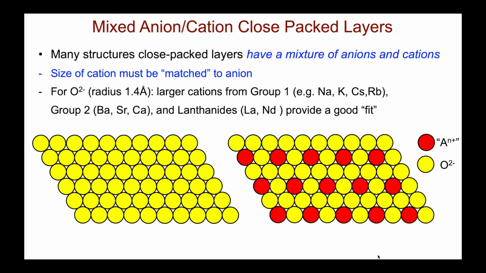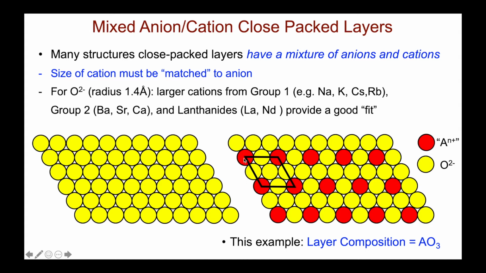All of these provide a good fit, and in this case it's possible to think of the structure being assembled from this close packed cation-anion arrangement. The one I've shown here, and I've outlined the two-dimensional repeat, has a composition AO3, where A is the generic term I'm using for that larger cation. And so for every cation within the close packed layer, there are 3 oxygen anions.